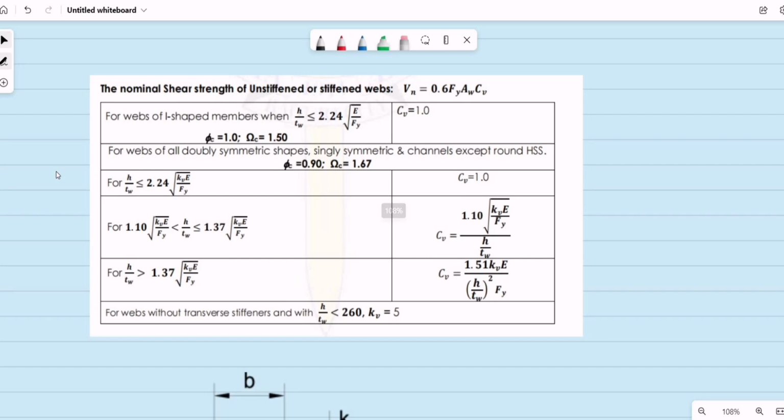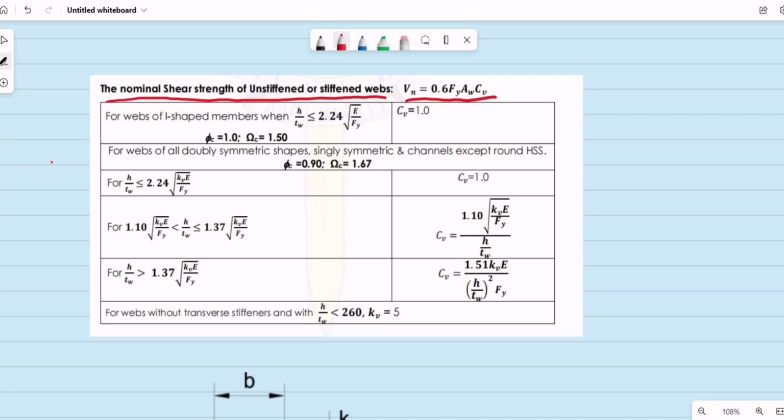Hey, good day. So today we are to discuss one of the miscellaneous topics for the design and analysis of flexural members. This is the computation of the nominal shear strength of unstiffened or stiffened web members. That is V sub n equal to 0.6 Fy A sub w multiplied by C sub v.